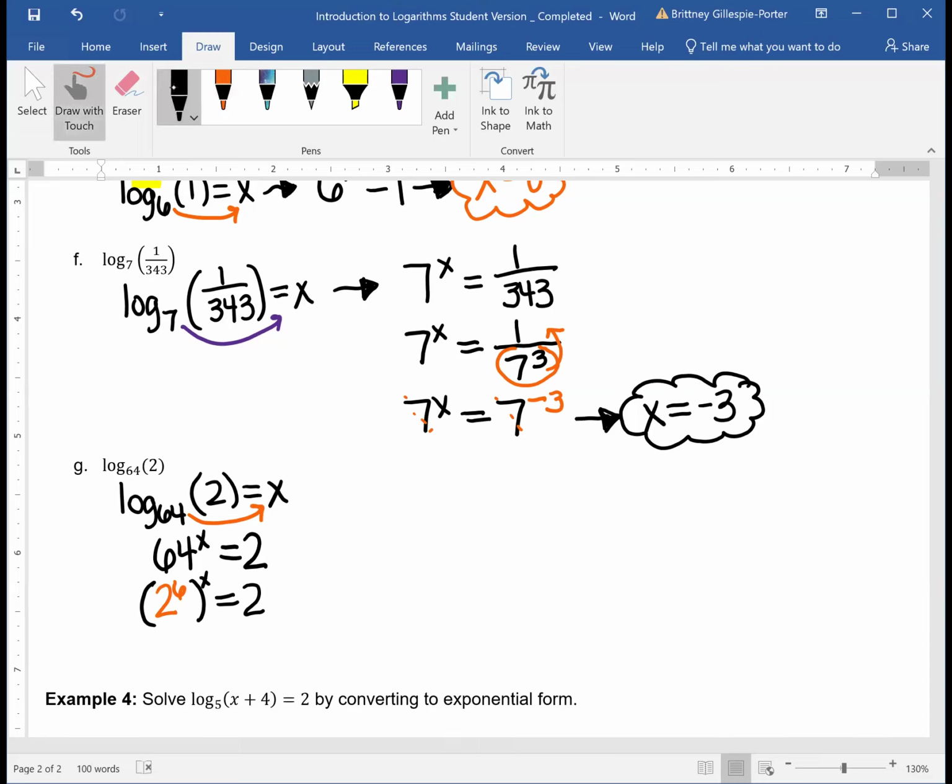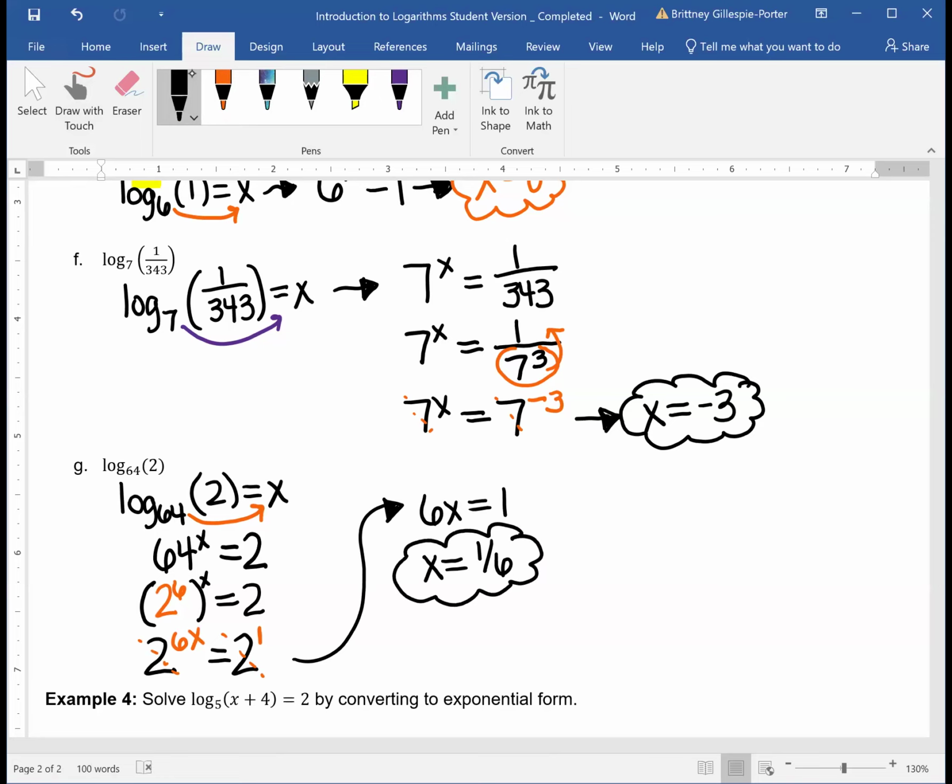When you have an exponent raised to another exponent, that means you get to multiply them. So we get 2 to the 6x is equal to 2. And remember, if you don't see an exponent, it is a 1. Because our bases are the same, they go away. And we get 6x equal to 1. When we divide both sides by 6, we find out x is equal to 1/6.